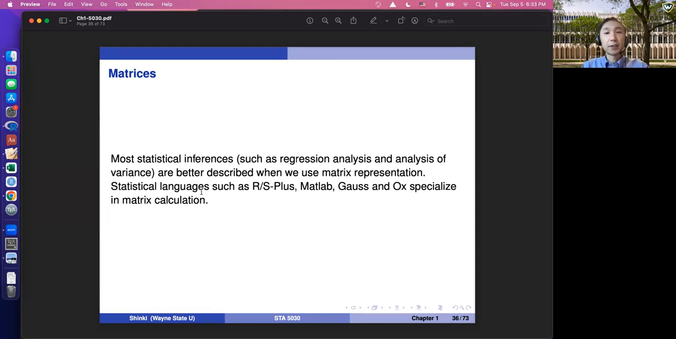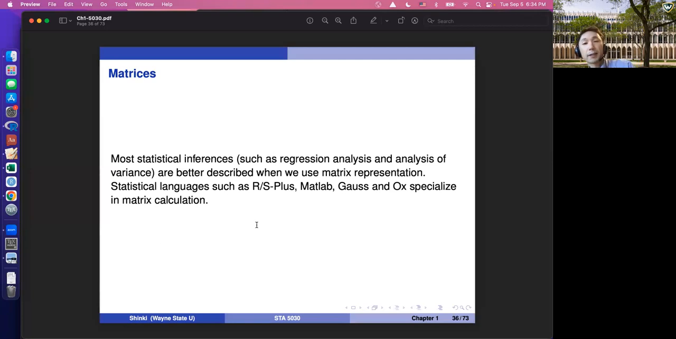And statistical languages such as R, S+, MATLAB, GAUSS, OX, and some other languages specialize in matrix calculation. Sometimes these languages are called matrix languages. Basically they specialize in doing matrix operations very quickly so that it's efficient in statistical analysis. So if you got used to R, then it probably doesn't take much time to get used to other languages such as MATLAB, GAUSS, OX, and maybe Julia and some other languages.